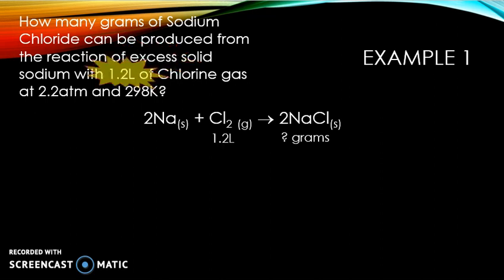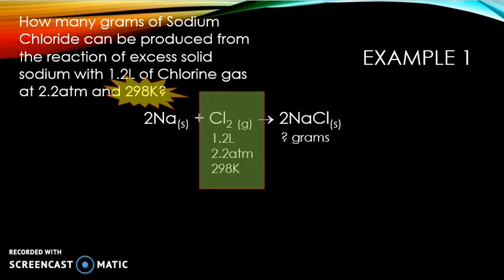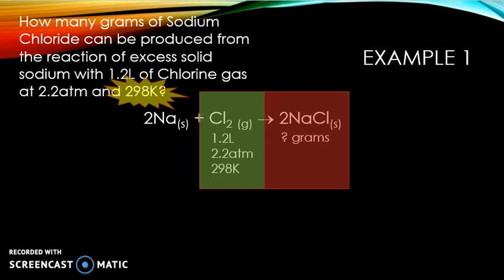Next number, 1.2 liters, that belongs to the chlorine gas, as does the 2.2 atm of pressure and the 298 Kelvin. So for planning purposes, we're going to start with the information for chlorine because we're given everything we need to know about that. And we're going to calculate to the grams of NaCl. So in this problem, chlorine is my chemical 1 and NaCl is my chemical 2.